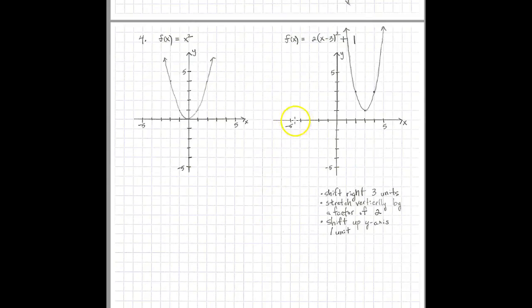All right, lastly, we want to look at the function f of x equals 2 times the quantity x minus 3 squared, plus 1. So we start with f of x equals x squared. We should have a good feel for what that looks like. The minus 3, we're subtracting 3, would shift this guy 3 units to the right. The 2 in front of it would stretch it vertically by a factor of 2. Every point would be 2 times where it originally was. And then the plus 1 would say shift the whole thing up the y-axis 1 unit. So there we are.